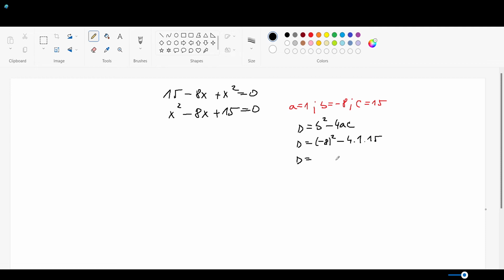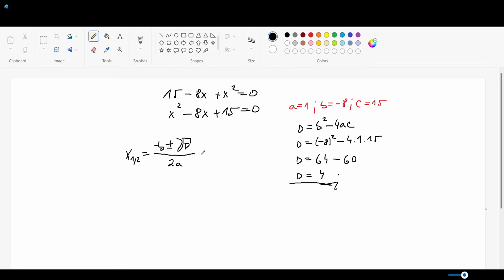So the discriminant equals 64 minus 60, so my discriminant equals 4. I'm happy because I know that the discriminant is a positive number, which means that I will have two solutions. So x1,2 equals minus b plus minus square root of the discriminant divided by 2a.